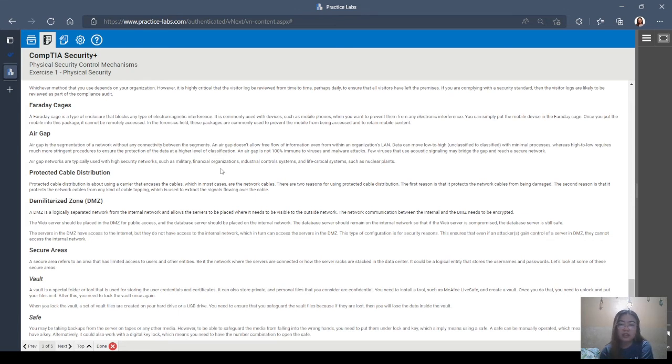Secure areas refer to an area that has limited access to users and other entities. It can be in the network where the servers are connected, or how the server racks are stacked in the data center. It could be a logical entity that stores the username and password. Let's look at some of these secure areas.